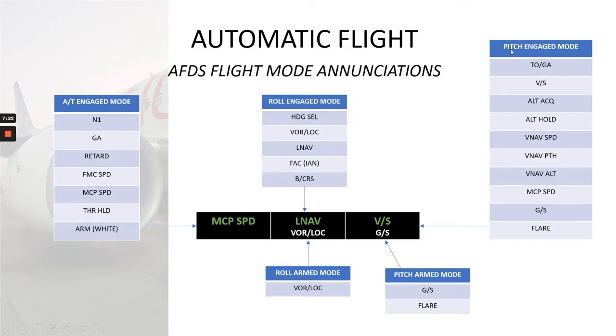Now if we talk about pitch engaged modes, we have TOGA, vertical speed, altitude acquired, altitude hold, VNAV speed, VNAV path, VNAV alt, MCP speed, glide slope, and flare. In this case, pitch arm mode, glide slope, or flare could be there.